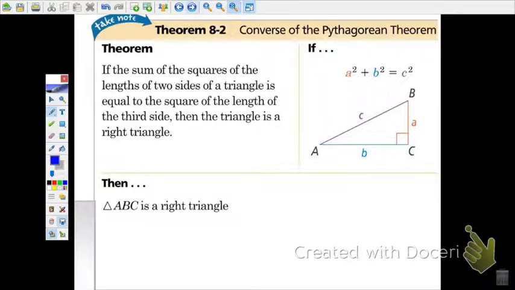So, Pythagorean theorem. Okay, we've worked with this multiple times. We know that if the sum of the squares of two sides of a triangle is equal to the square of the third side, then it is going to be a right triangle. Okay? So it goes both ways. If we know it's a right triangle, Pythagorean theorem has to be true. Or if Pythagorean theorem is true, if they are equal, then it has to be a right triangle.